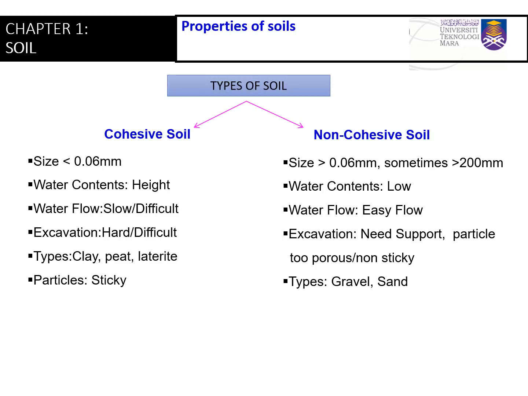So the types of cohesive soil, for example, are clay, peat, and laterite. The particles are sticky, as I've mentioned. And for non-cohesive soil, it's gravel and sand, and the particles are not sticky.